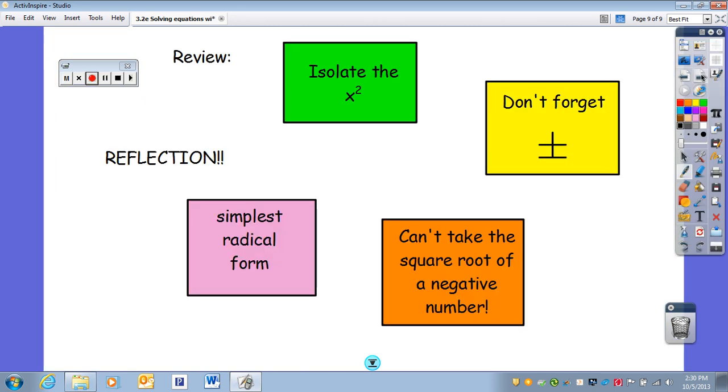In review, make sure you isolate the x squared. Please don't forget your plus or minus sign in front of your final answer. Remember that you cannot take the square root of a negative number, and please be sure that your final answers are always in simplest radical form.